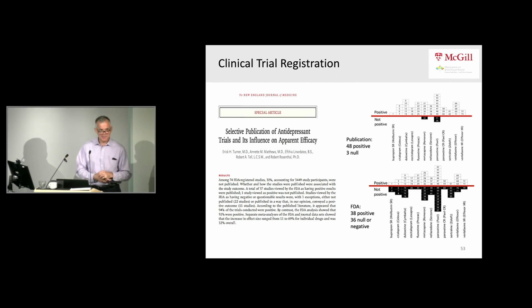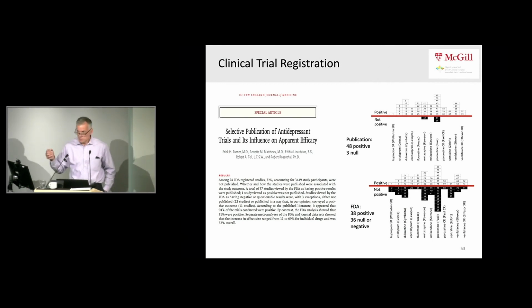What Eric realized is a couple of things. One is that a huge amount of these protocols and trials disappeared, and two, when they got into the literature, they didn't look at all like the protocols. I won't go into this ad nauseam, but Eric looked at about 74 Food and Drug Administration registered antidepressant trials. You'll see in this graphic at the bottom, based on their actual protocols, the Food and Drug Administration found that 38 of these had positive effects. 36 found null or negative, negative meaning harmful effects. Most of them were null.